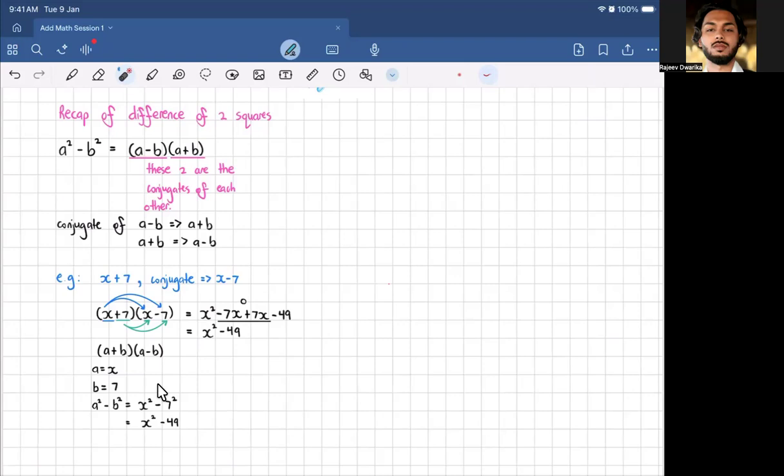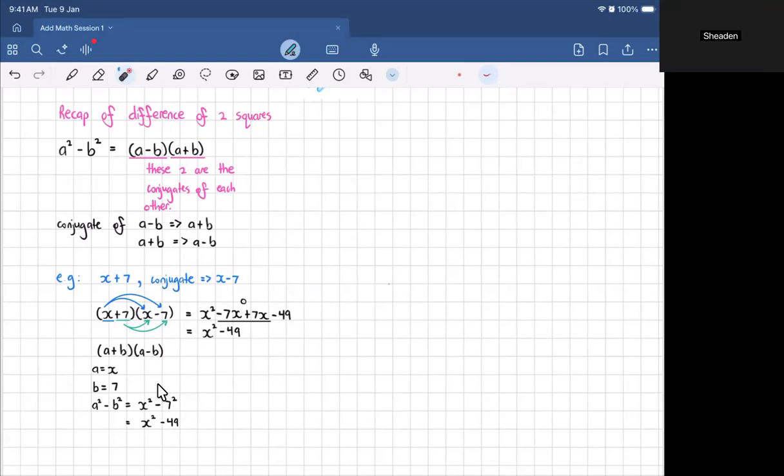So you understand the long working, right? X by x is x squared, x by minus 7 is minus 7x. You understand all of that, right? Yeah. Are you also able to recognize that you're multiplying the conjugates together? X plus 7 by x minus 7. You can see that? Yes, sir.